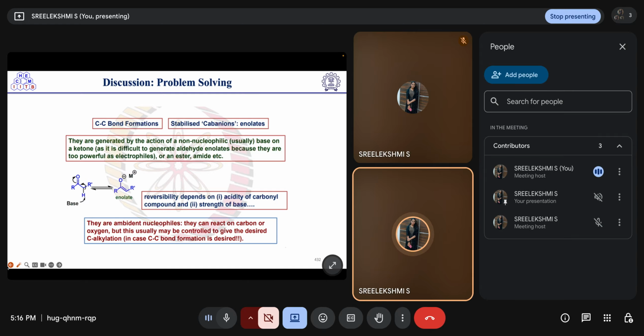So, for carbon-carbon bond formation, using stabilized carbanions, that is enolates, which are generated by the action of a non-nucleophilic base usually on a ketone, as it is difficult to generate aldehyde enolates because they are too powerful as electrophiles, or an ester, amide, etc. So here, if we see, there is an alpha hydrogen, so the base can abstract this alpha hydrogen because of its acidity, usually a non-nucleophilic base. So this will shift over here, and this will become this enolate, which will be stabilized by a metal. So the reversibility of this reaction depends on the acidity of the carbonyl compound and the strength of the base used.